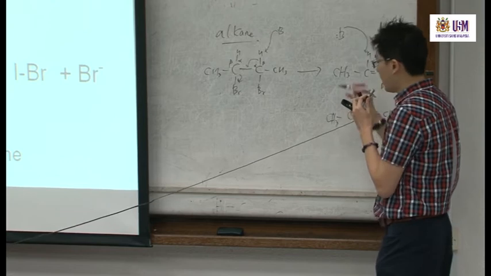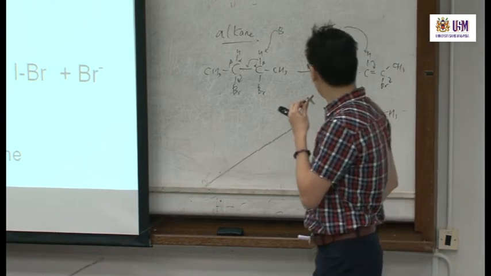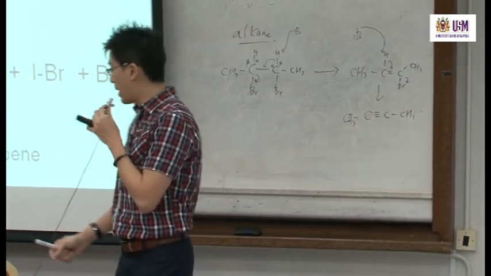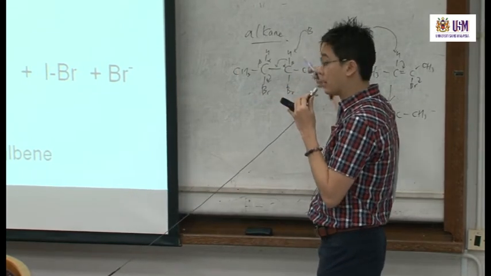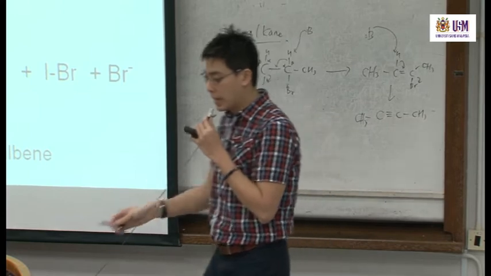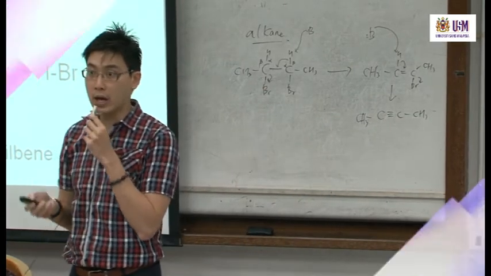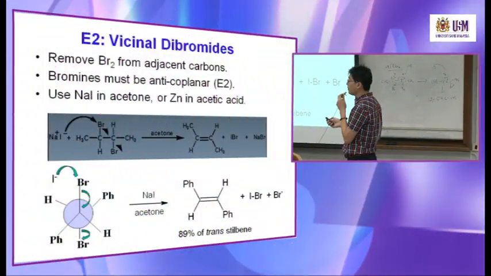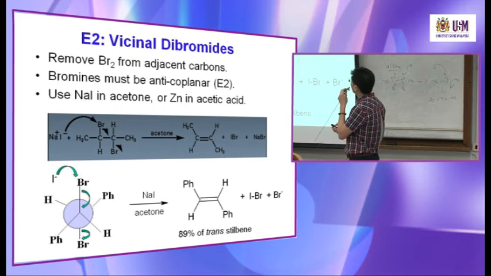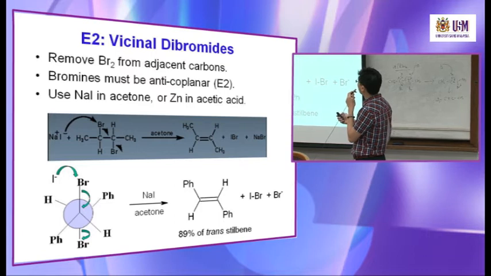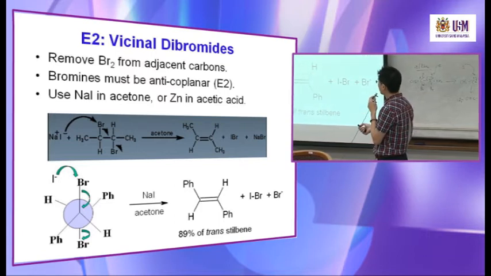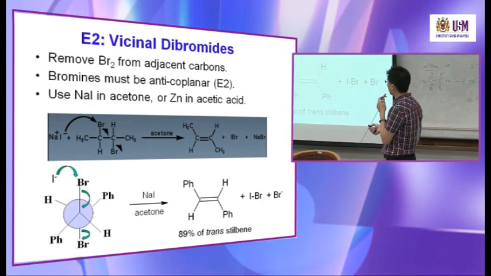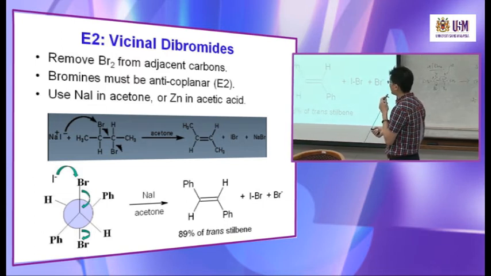CH3. This is also a vicinal dibromide, but they are at the same position, it's fine. Okay, but the mechanism is this way. But in this case, to produce what we call alkene, you see the position must be, one line missing, remove Br2 from adjacent carbon, the bromine must be anti-coplanar. In this case, anti-coplanar, you see, this Br here and Br here, it cannot be at this position.